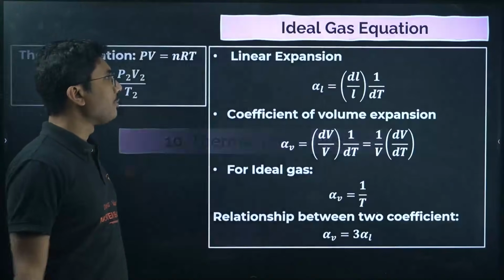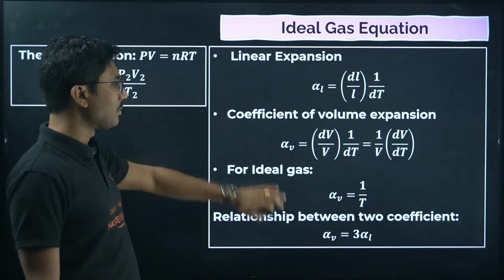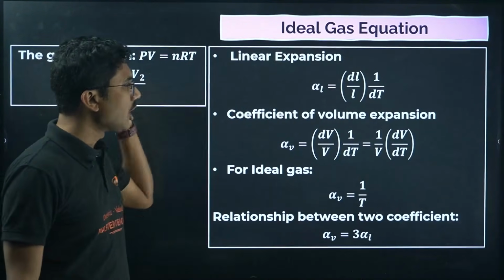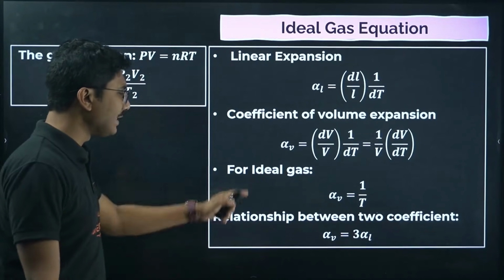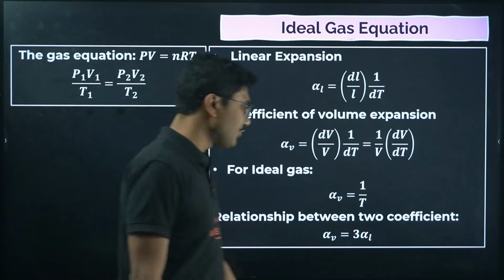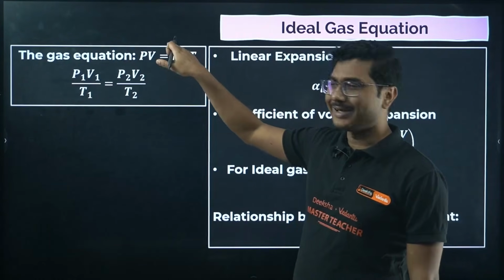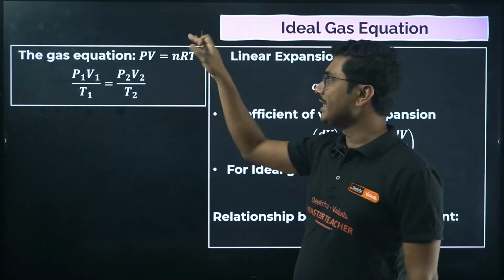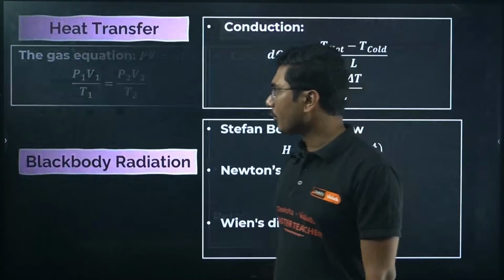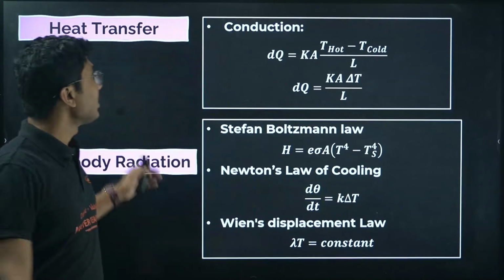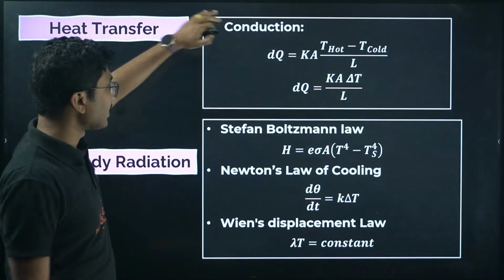Okay, thermal properties of matter. Again, all the formulas of thermal properties are listed over here: linear expansion, coefficient of volume expansion for ideal gas, and the relationship between the two coefficients. Next we have the gas equation, PV is equal to nRT. I am using nRT; if you are using mu RT, just change it to mu RT. Next we have black body radiation and heat transfer for conduction.